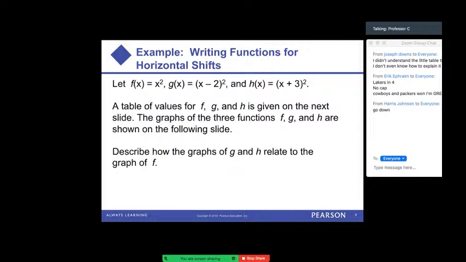Let's see what happens. I want you to think, if you had to guess, if we subtract 2 on the inside, which way do you think it's going to go? To the left by 2 or to the right by 2? Is this one going to go left by 3 or right by 3, right? Okay, let's see.